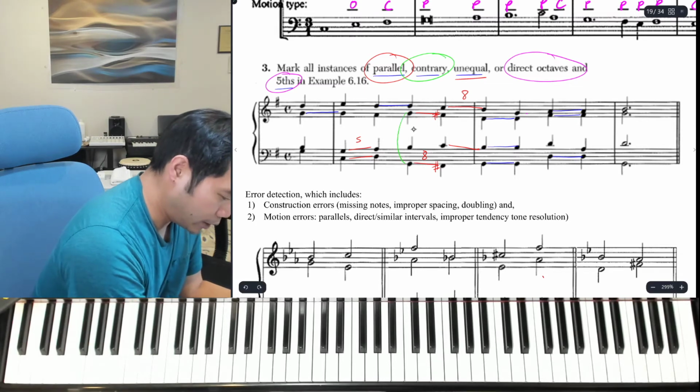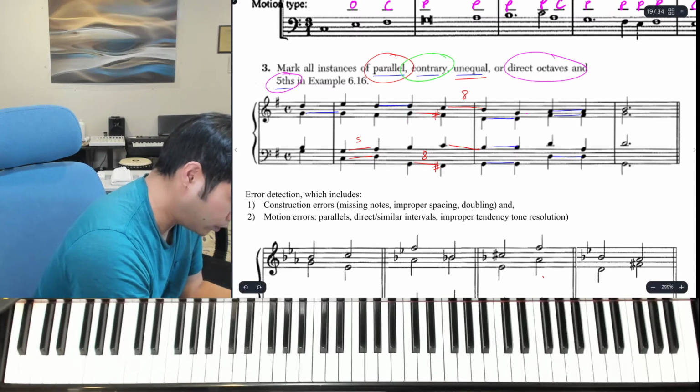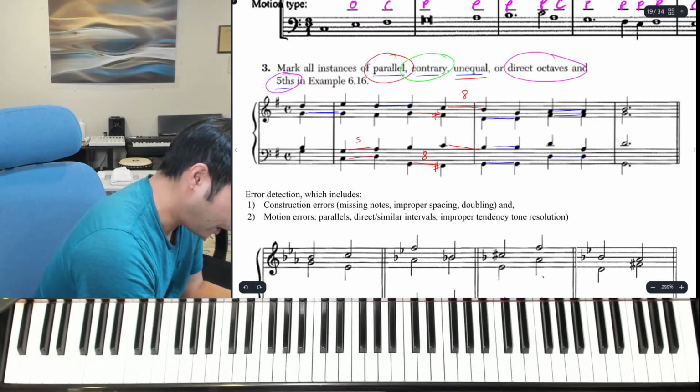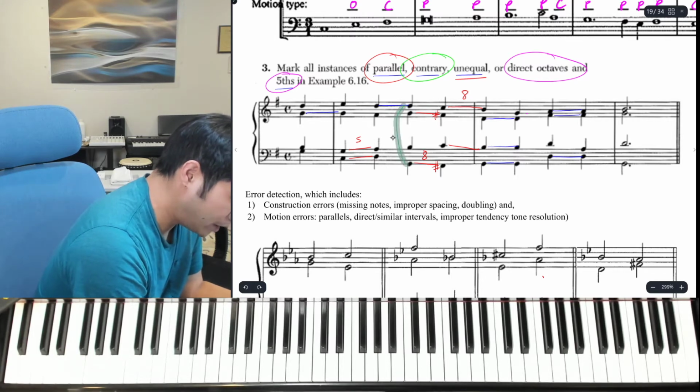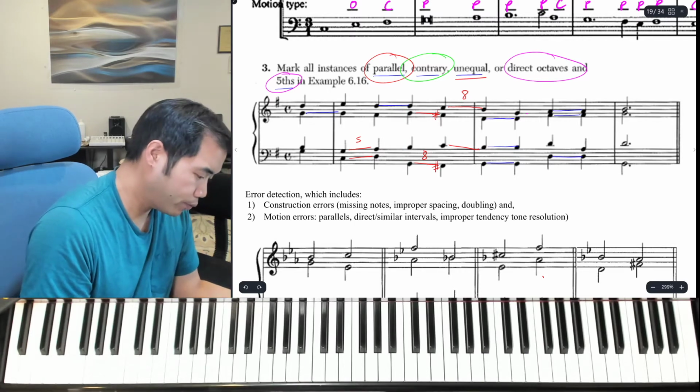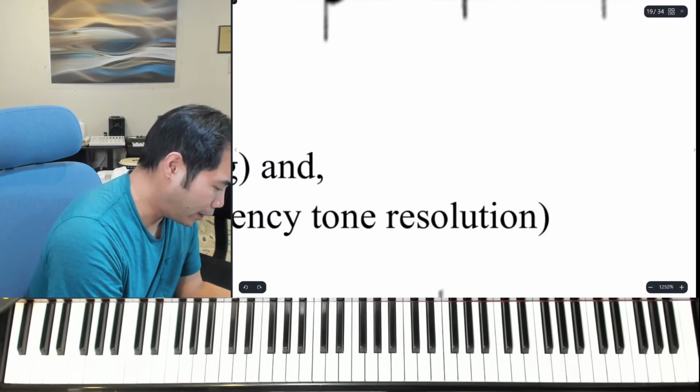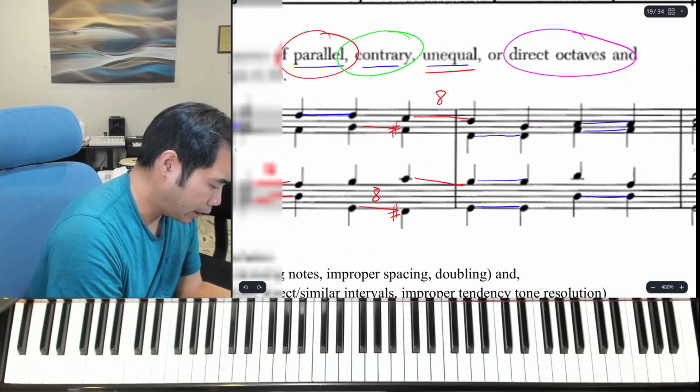All right, next one. We know that this isn't parallel octaves. We've already marked that as an error, so we don't have to worry about that. But we also have the fifth here. We've already discounted that since it's unequal fifths. Okay, so now we're fine there. Let's take a look at the next chord now.